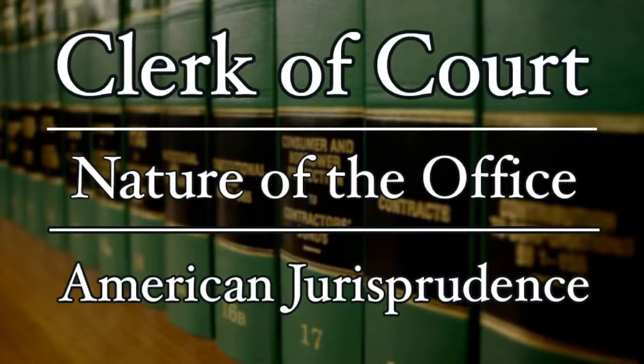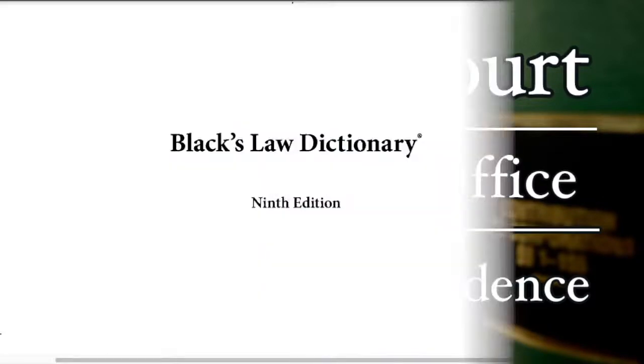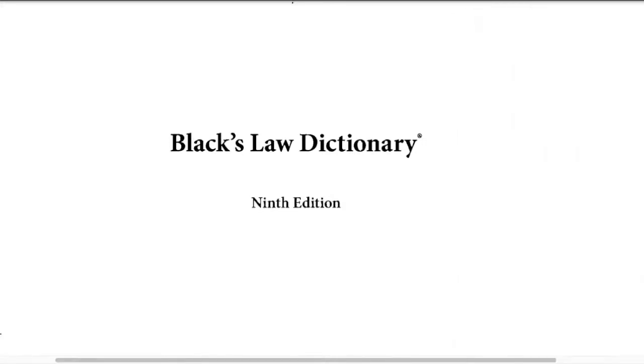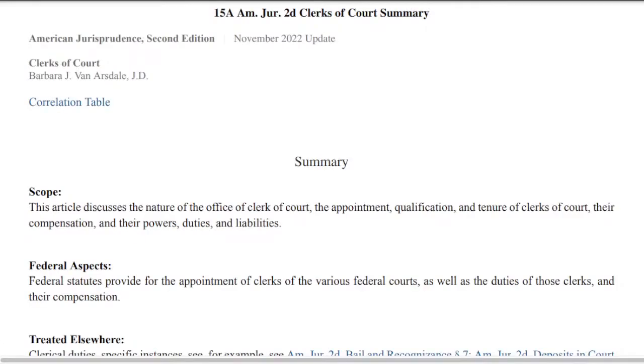Today we're going to be doing Clerk of the Court, Nature of the Office in American Jurisprudence. And we're going to have Black's Law Dictionary, 9th edition, handy to help us with any words we have, because we do not want to leave any word behind. So let's get right to it.